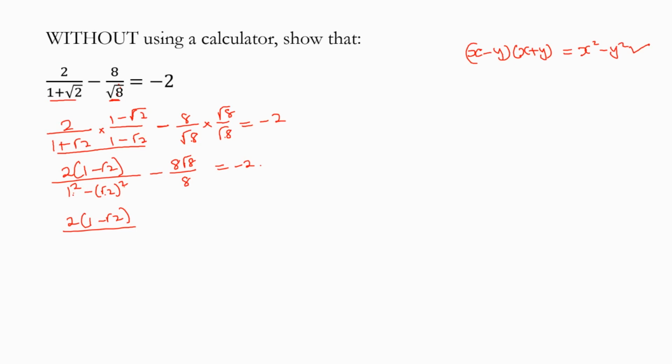So what is 1 minus 2? That's negative 1. Minus 8 divided by 8, 8 divided by 8 is what? Is 1. So we remain with square root of what? Square root of 8, which is the square root of 2 cubed, is equal to negative 2. If you check, our denominators now are rationalized. Let's deal with this negative 1.